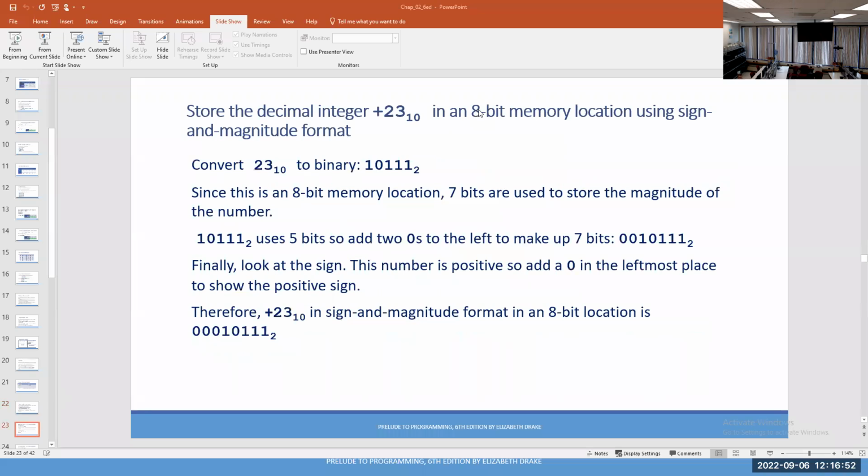Now think about this one. Store the decimal number positive 23 in 8 bits. Is that converted normally? When you convert it normally into binary, you have this one here. But you want to store it in 8-bit memory. You see 1, 2, 3, 4, 5 bits. You need two 0s here to make it up to 7 bits. That is the magnitude. And the leftmost bit is a positive, so you put 0 here. That's all.